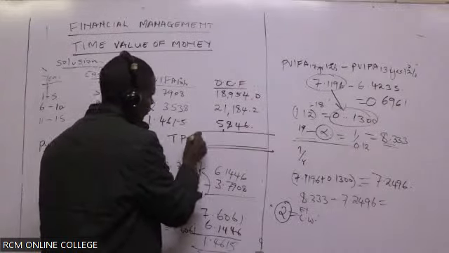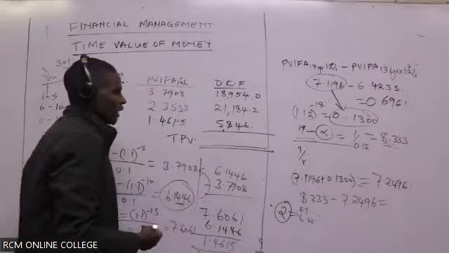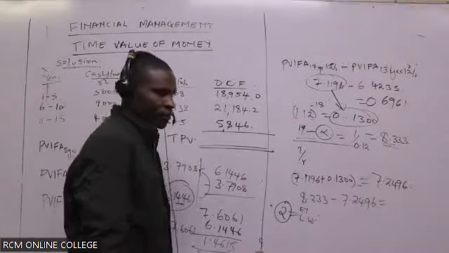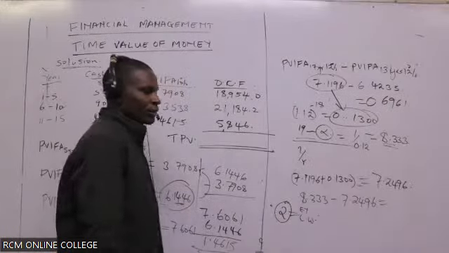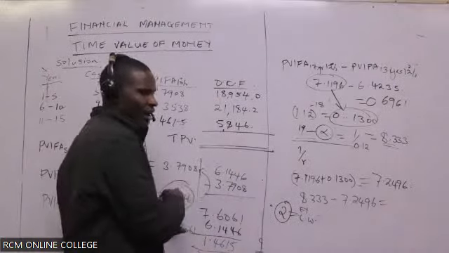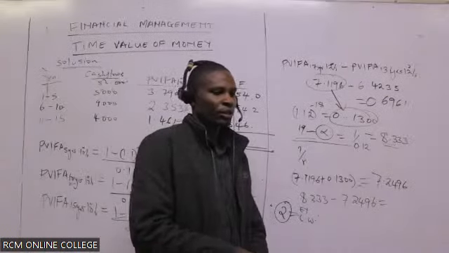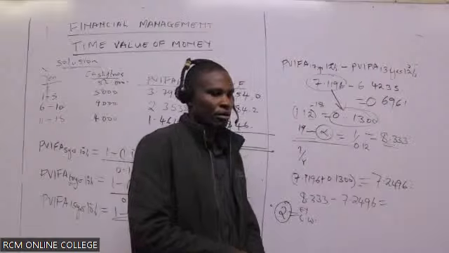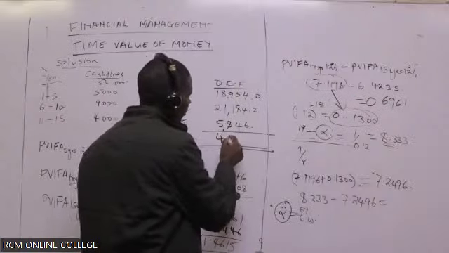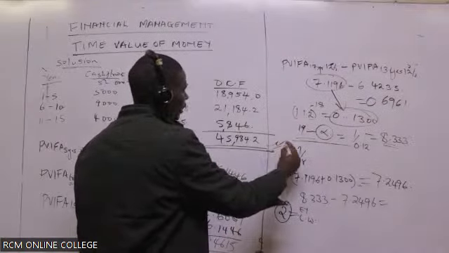If you are given the initial outlay to get net present value, you know how to arrive at that, though in our topic number 7 we shall be looking at NPV. So this was giving us 45,984.2. And that was a question that was to earn you 5 marks.